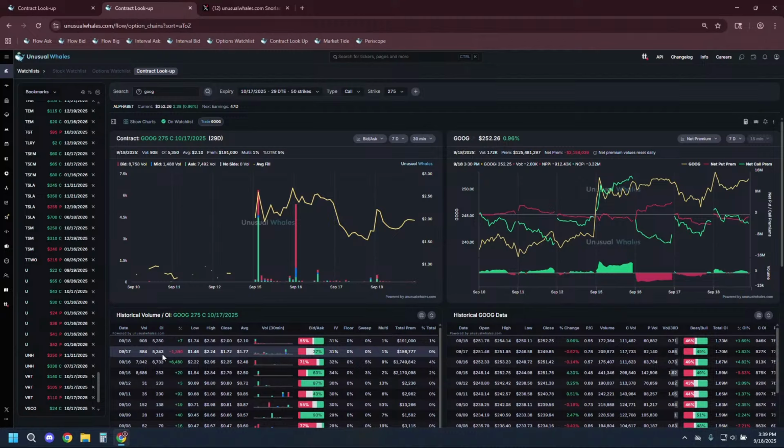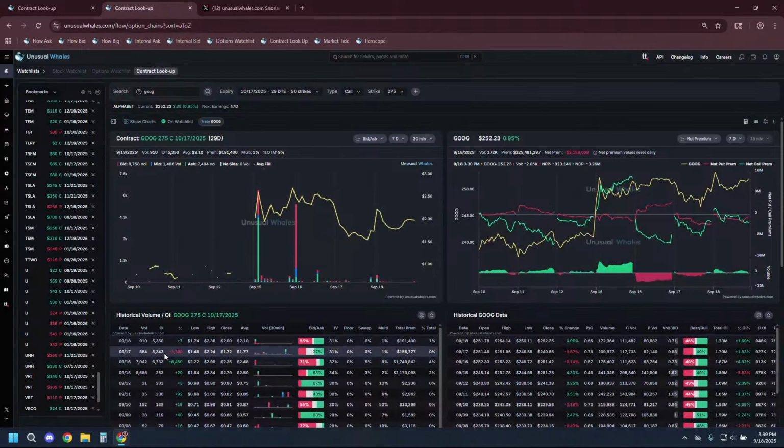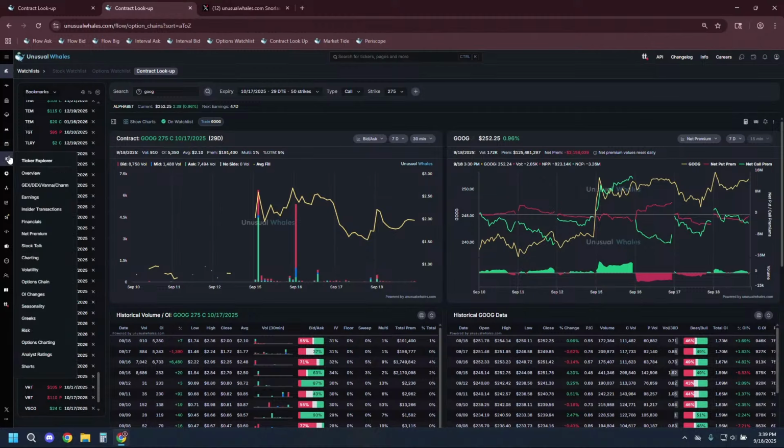There are still, as we discussed, 5,300 contracts. That is true, but they aren't owned by this individual. The person from this day no longer owns these. These are owned by someone else. In this case, Jane owns them. So Joe has closed his contracts, but they're still technically owned by Jane, so they're therefore counted towards open interest. So it can be confusing. What other examples?